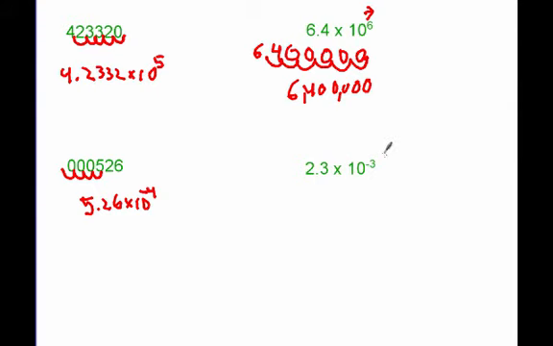Similarly, 2.3 times 10 to the negative 3. I'm going to move my decimal point 3 places. Because this is negative, I'm going to be moving to the left. And I go 1, 2, 3. Fill in my blanks with zeros, and I get 0.0023. All right, so this is just a review of 7th and 8th grade material.